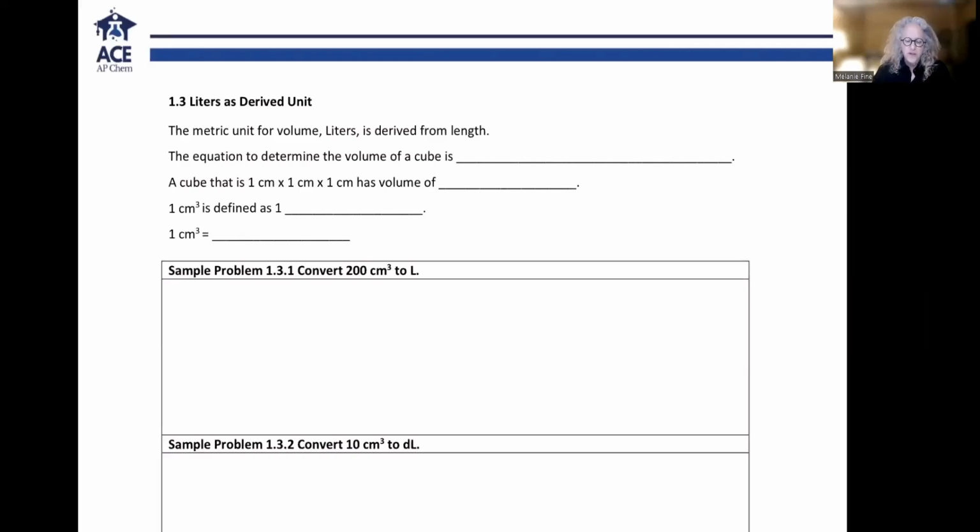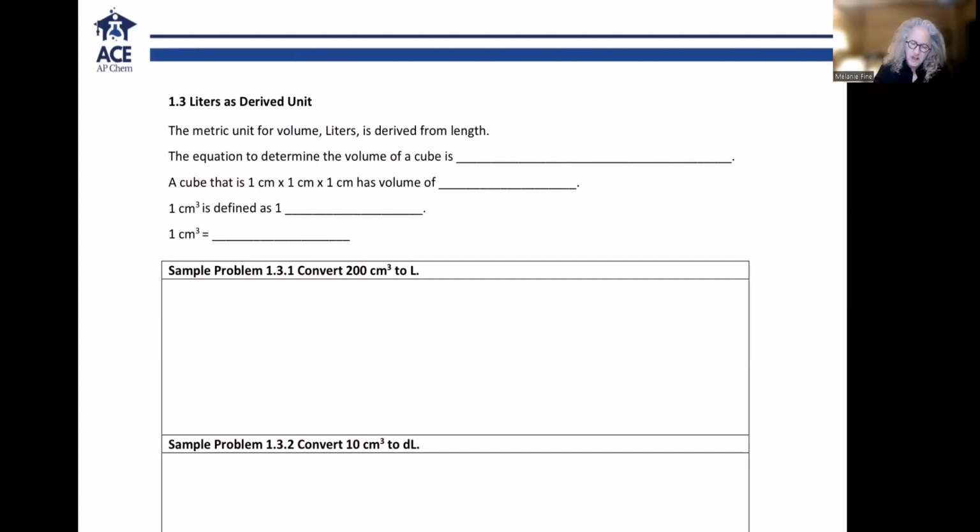Before we finish metric systems, I just wanted to talk metric system conversions. I just wanted to talk about liters for a second. Liters is actually a derived unit. It is not a unit in and of itself like length is. Liter is derived from the length measurement.